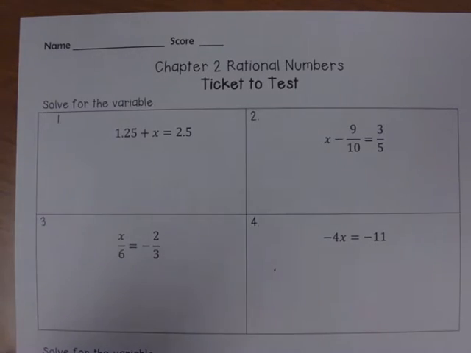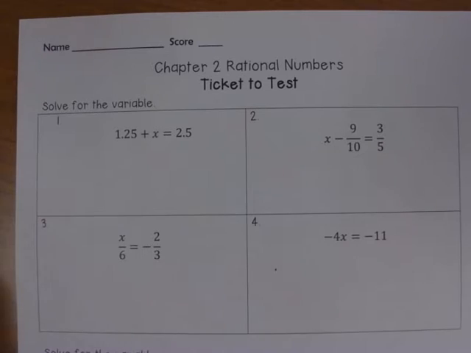Okay, today we're doing our Chapter 2 Rational Numbers test review. Okay? So, going over this, you have one-step on the top, and then we have some two-step on the bottom. Okay? And we haven't actually done two-step with this setting, but we're going to practice it now.